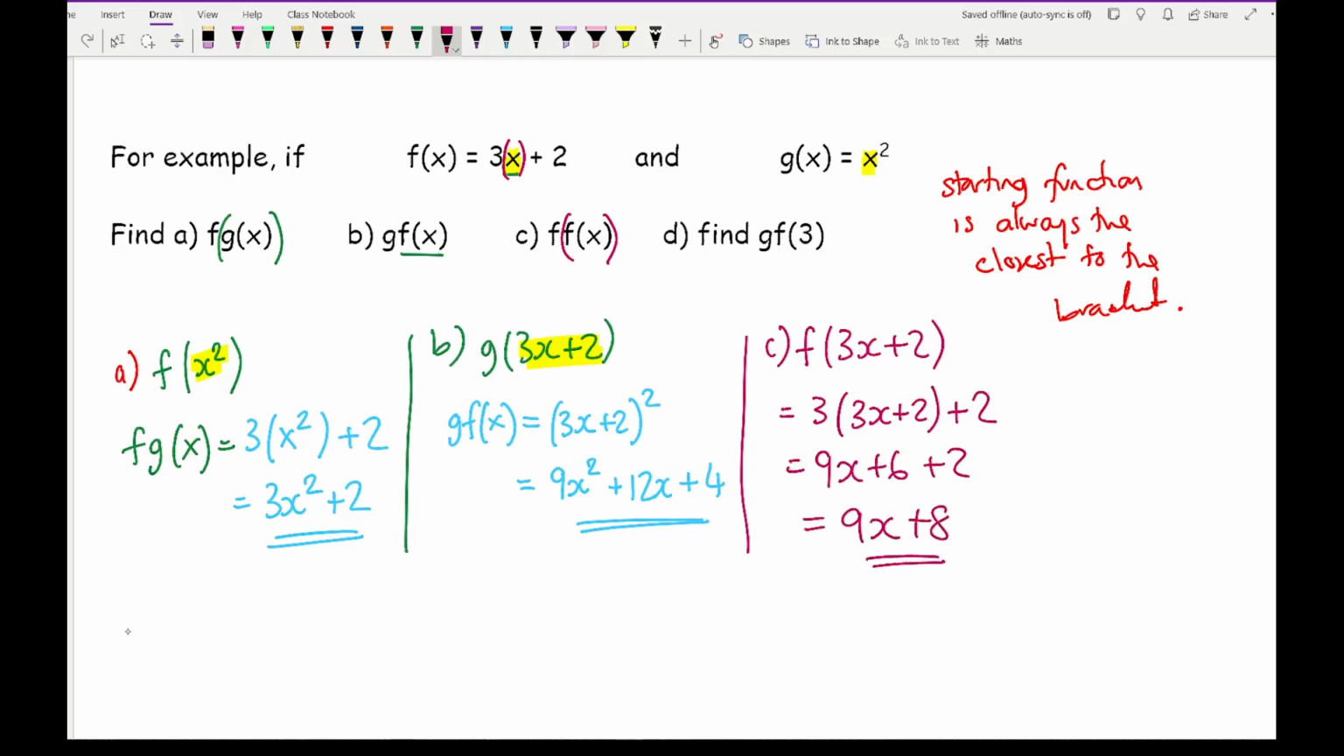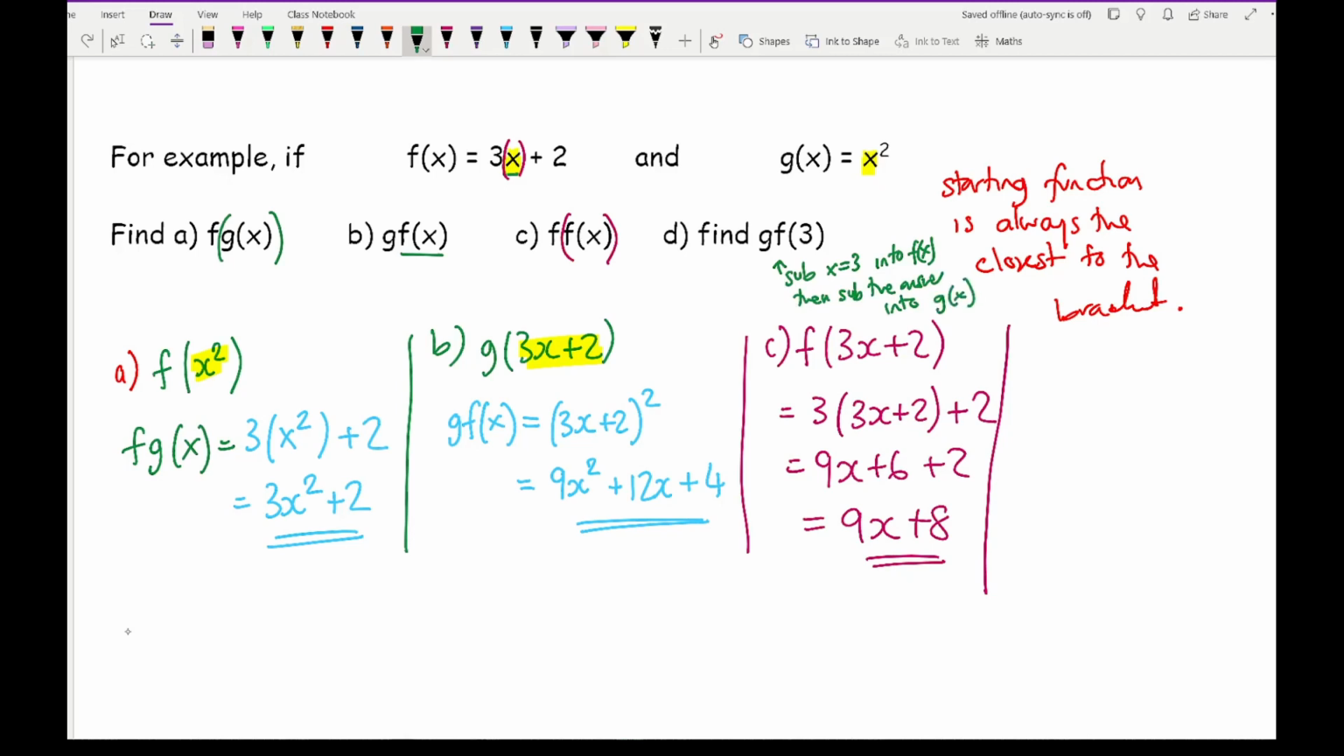And then finally, for d, there's a couple of ways in which I can do this when you're substituting values in. One way of doing it is to substitute x equals 3 into f of x, and then sub the answer into g of x.